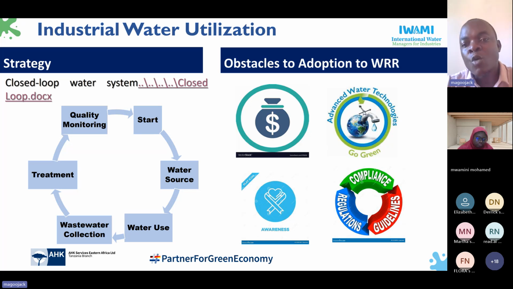The first one is that we lack advanced water technologies, and the reason behind this is their cost, because some of them, like reverse osmosis, are so costly that the capital required to set up wastewater treatment within the industry becomes difficult to meet. So the first one is the lack of funds, which also affects the availability of advanced water technologies. But another reason is awareness.